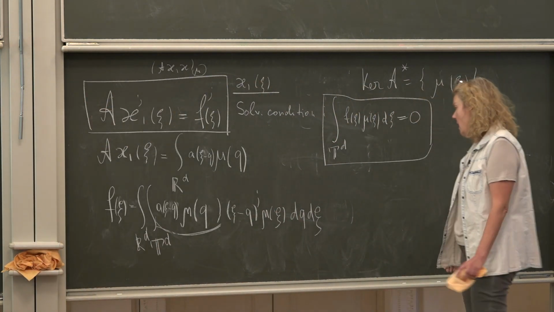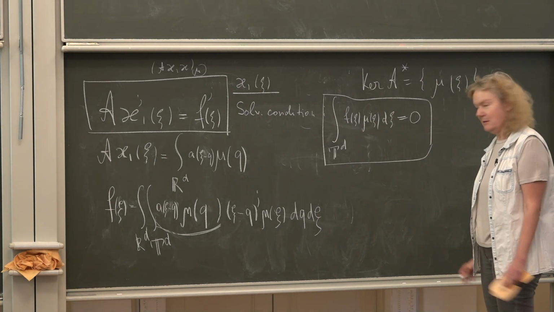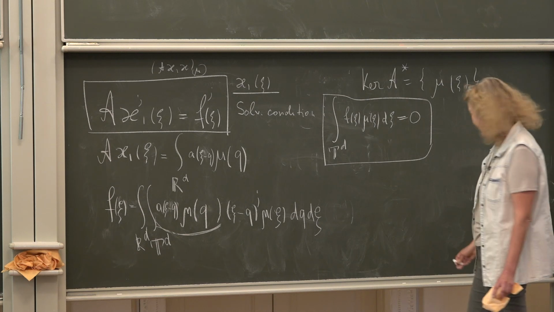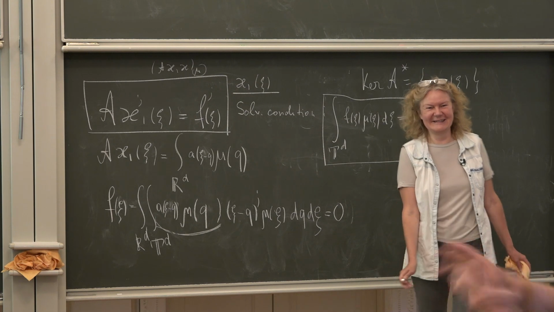Okay, and how can we see that it is 0? It is a nice exercise for you. It is a good exercise that it is 0. Symmetric, anti-symmetric.